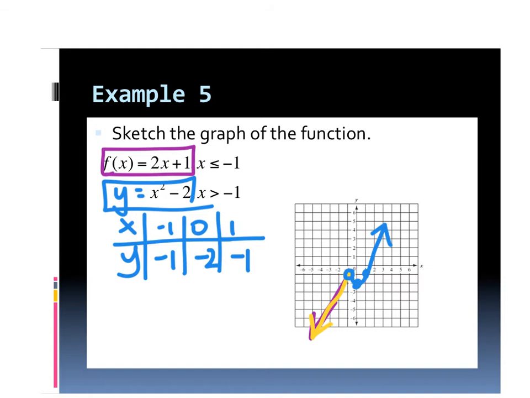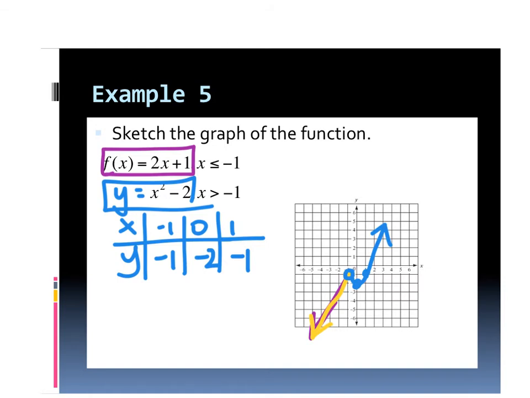All right, so you should have gotten something like this, okay? The yellow is the first line. You start at +1, go up 2 over 1, but erase everything that is greater than -1. That yellow dot would have been solid, so the graph for the purple should have been a solid dot.